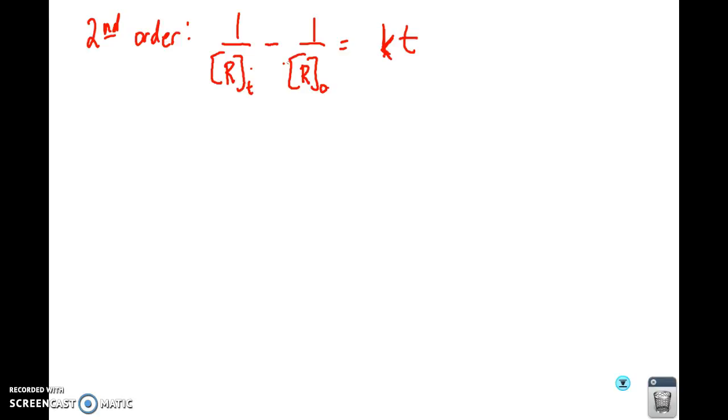In a second order reaction, the amount of reactants is changing a little bit more rapidly because it's second order. Remember, if I doubled the concentration of a reactant, I would quadruple the rate of the reaction. That's a second order reaction.